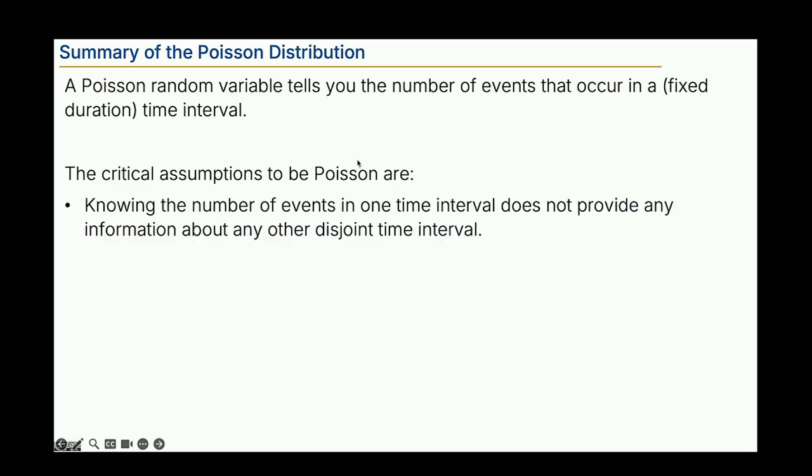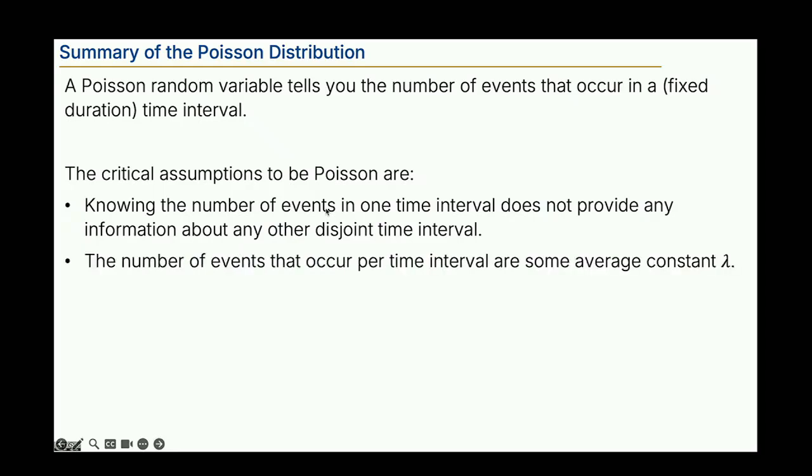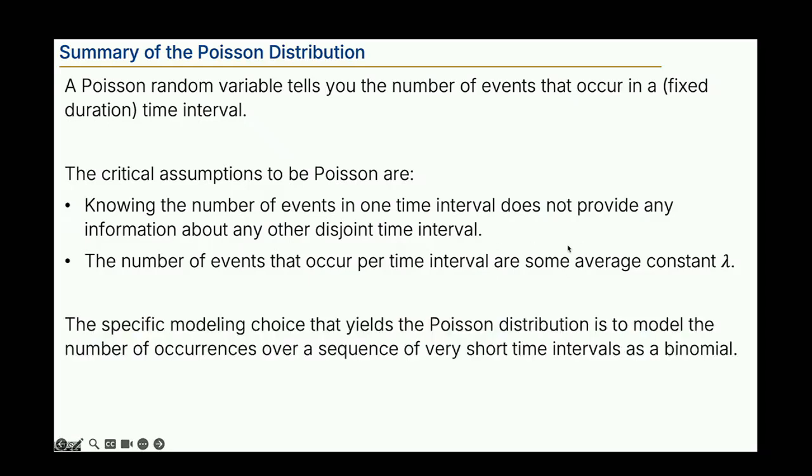So the critical assumptions to be Poisson are, first, you have to know that the time intervals are independent. An example of something where that's not the case is a rapidly decaying radiation source. In that case, knowing how many events there are early will tell you that it's going to be less radioactive later. So knowing about one time interval doesn't tell you about the others. And you have to say that the number of events that occur are some average constant lambda. And the specific modeling choice that gave us the Poisson distribution is to think about it as a binomial random variable over very short time intervals.